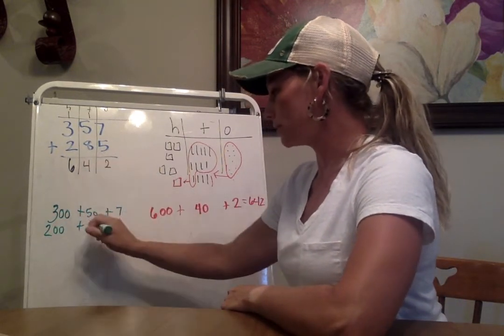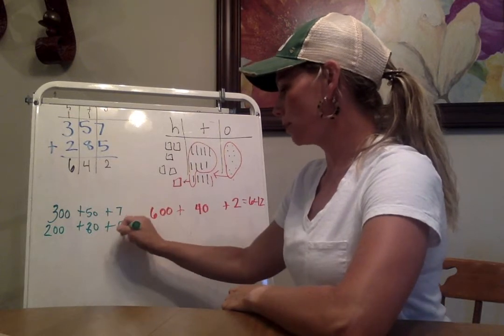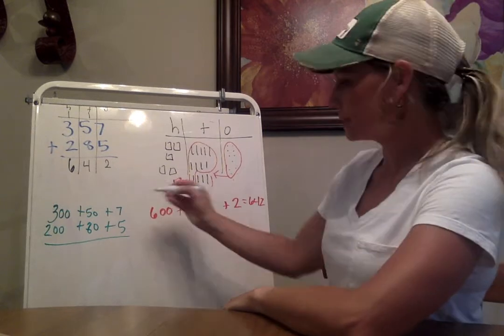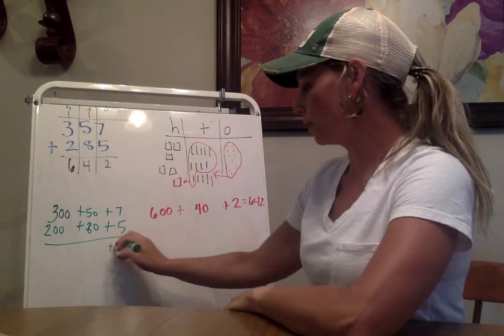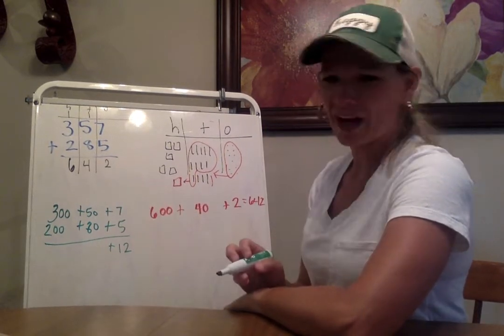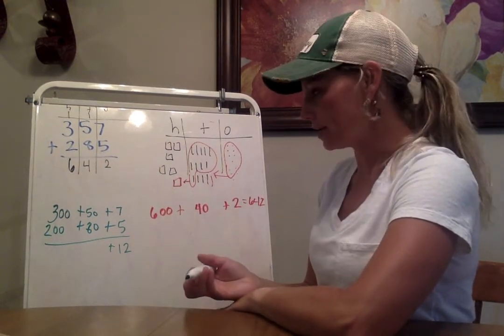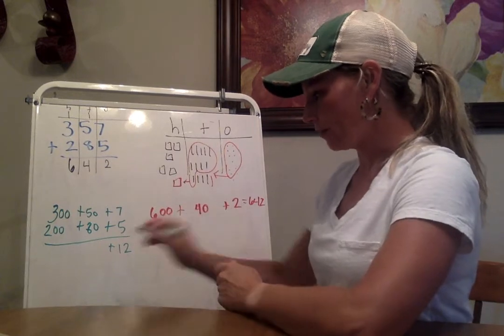200 plus 80 plus 5, right? Now I'm going to start in the ones again. 7 plus 5 is 12. 50 plus 80. Well, 5 plus 8 is 13. And since these are tens, 50 plus 80, I can make 100, and then I would have 30 more.